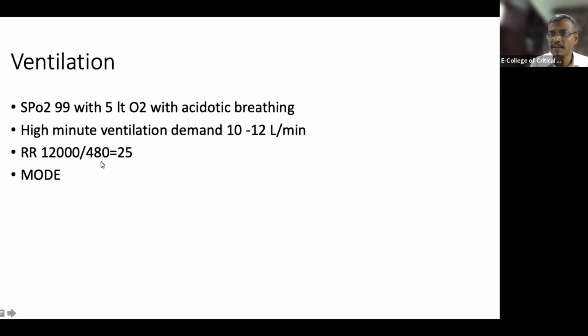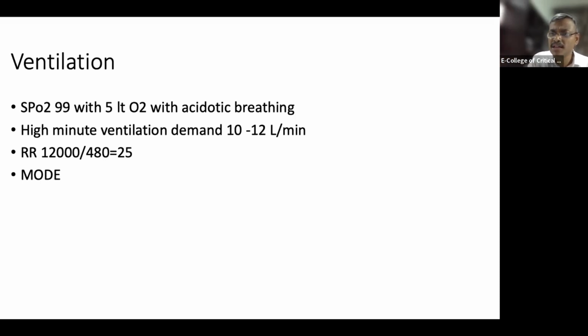Here I've selected a tidal volume of 480 ml. What is the rate? You can calculate it. If you want a minute ventilation of 12 liters, divided by 480 tidal volume, that is the rate you have to keep, around 25. This is how you have to select the initial respiratory rate while ventilating this patient, especially when there is metabolic acidosis.